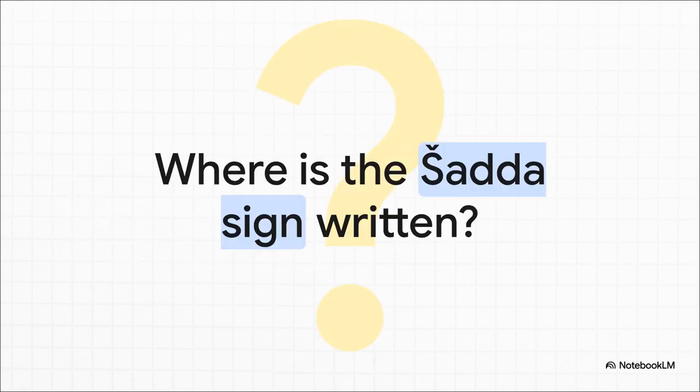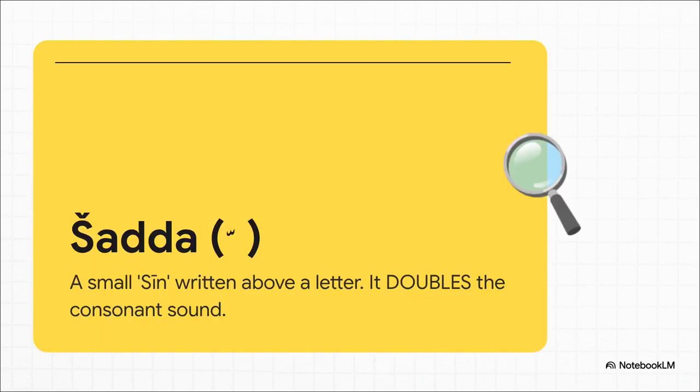Okay, next up we have a really special sign called a shadda. Now, this one is different. It's not a vowel at all. It does something totally unique. But first, let's just figure out where it goes. Does it sit on top of a letter or underneath it? Yep, it's that little shape that looks kind of like a tiny W, and it always goes above the letter.